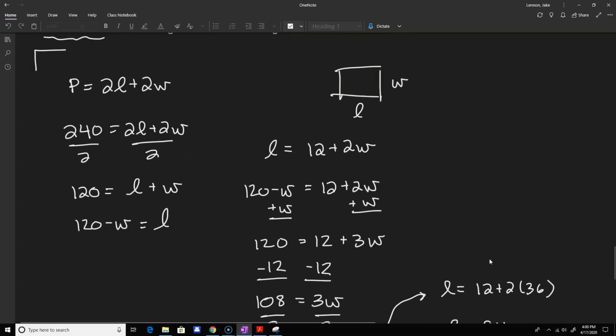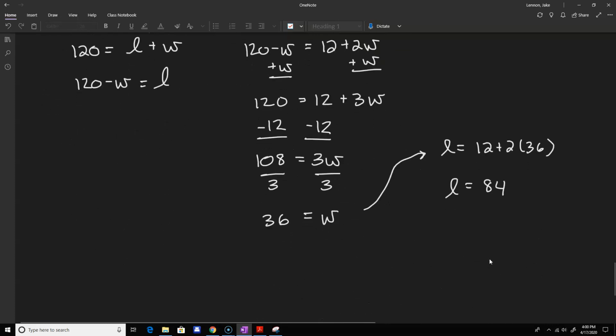Did they give us units for this problem? I believe they did, inches. So actually we could say, okay, this is 36 inches and this is 84 inches. So those are our dimensions. Let me clean that up a little bit. I don't like the way that's written. So 36 inches. And then you could check by plugging back into the perimeter formula if you want.